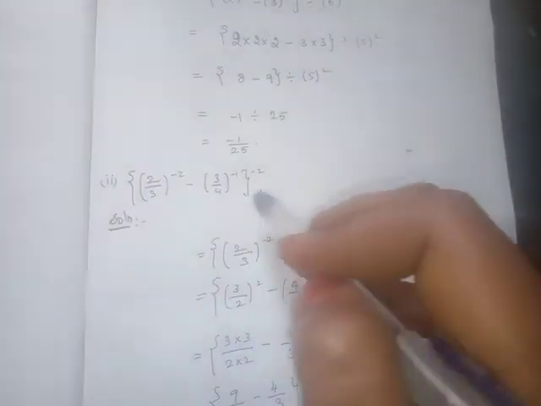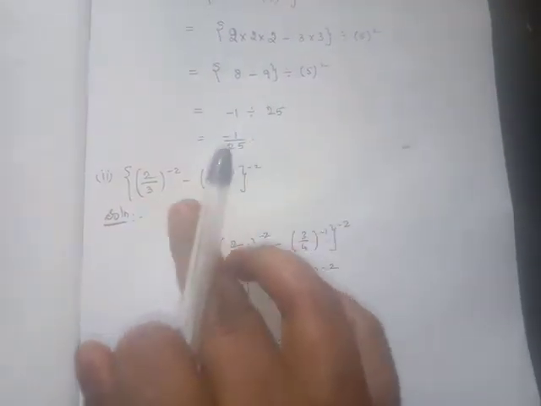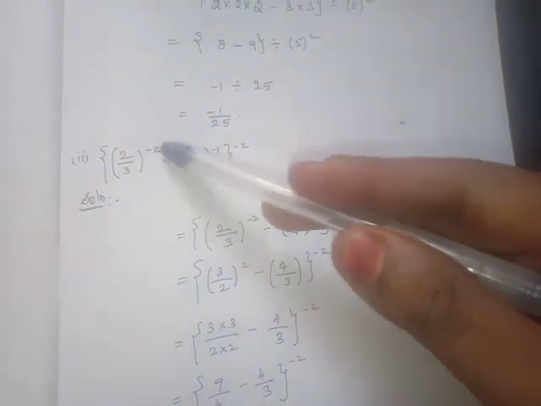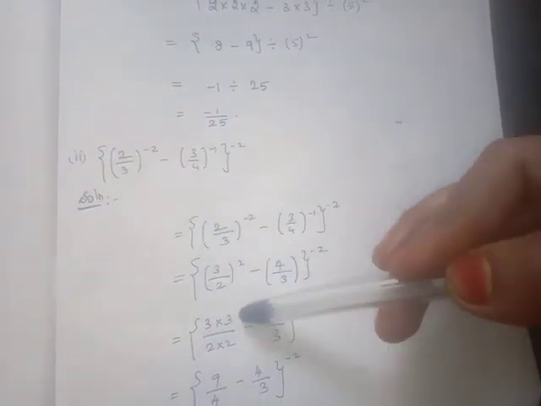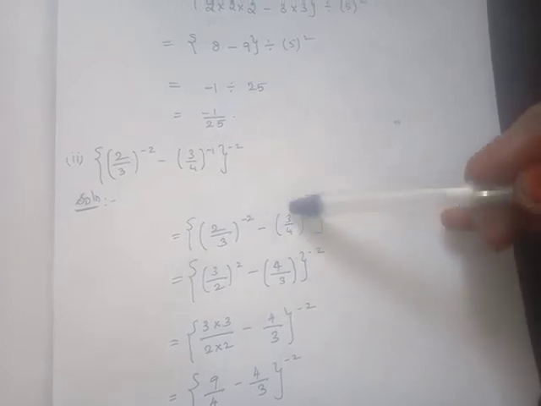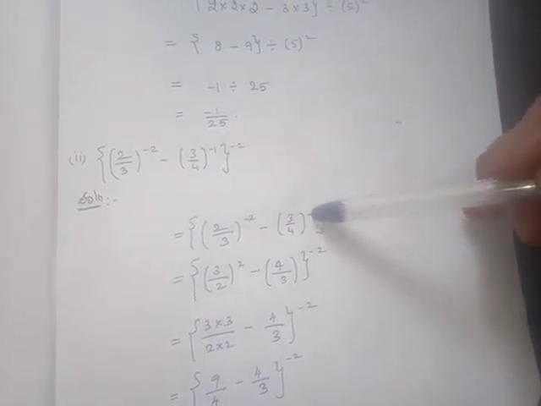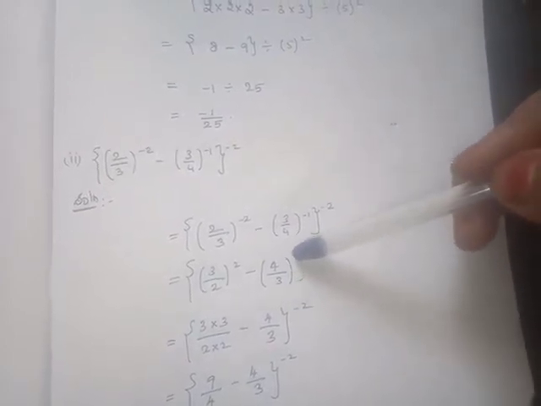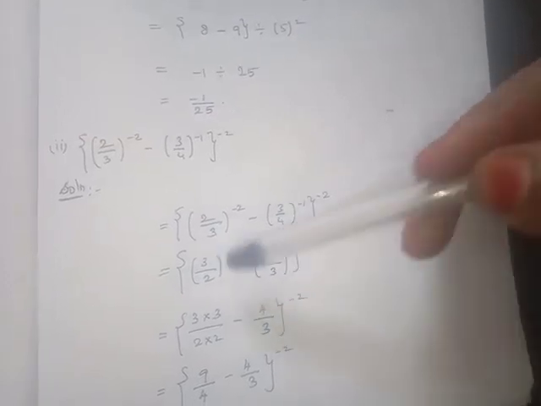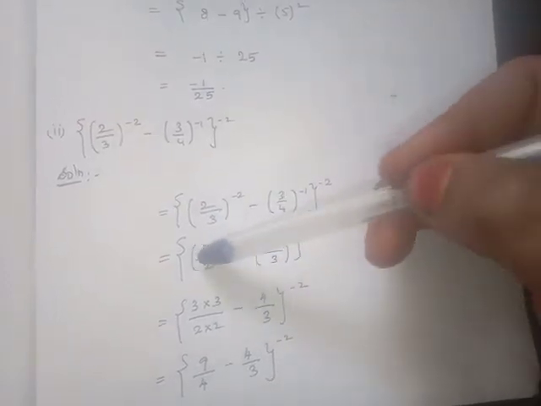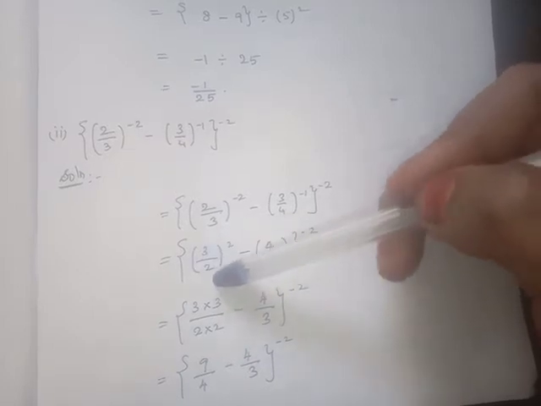The second sum: 2 by 3 whole power minus 2, minus 3 by 4 whole power minus 1, whole to the power minus 2. First, inside of the bracket you will finish that. So power minus 2 means reciprocally change: 3 by 2 whole power plus 2. 3 by 4 reciprocally changed means the power will be plus 1, so 4 by 3, and plus 1 means no need to put the 1, whole power minus 2.